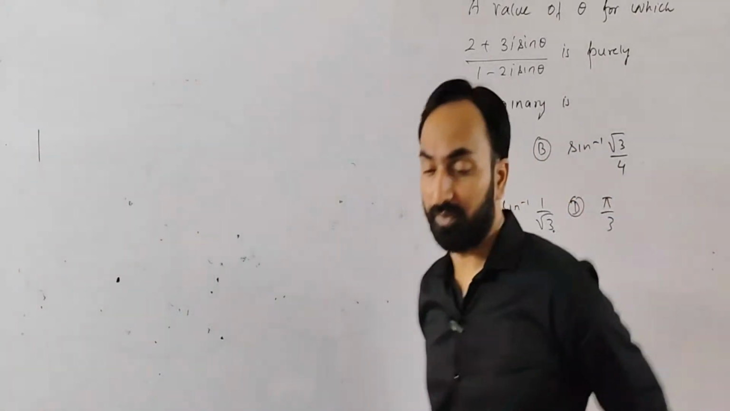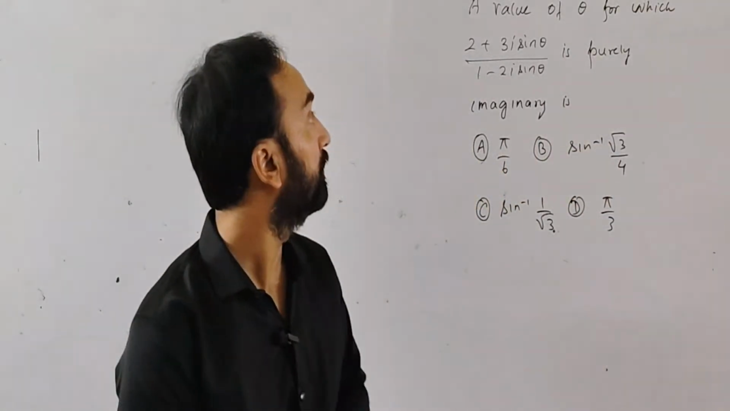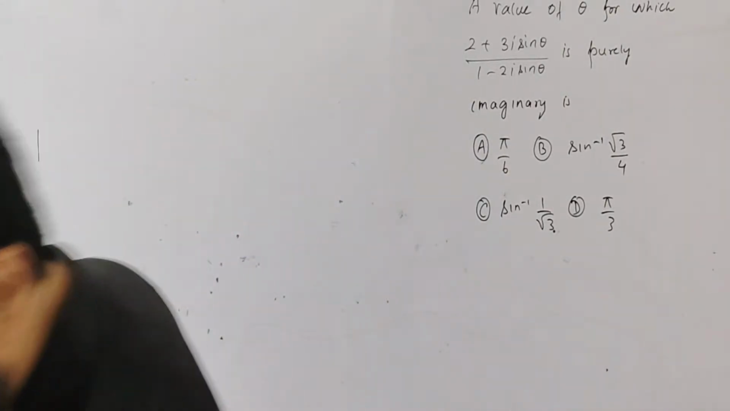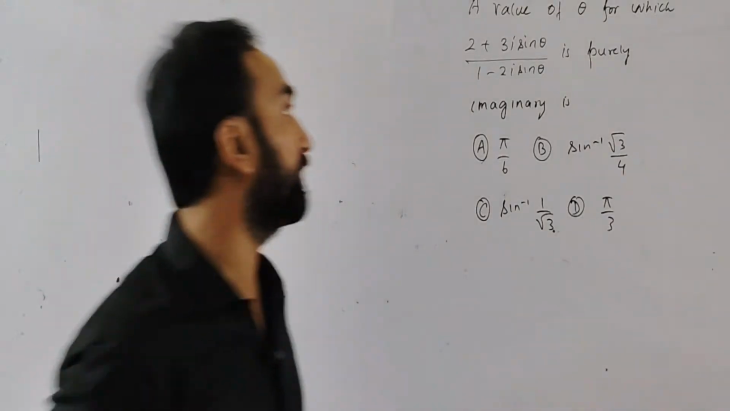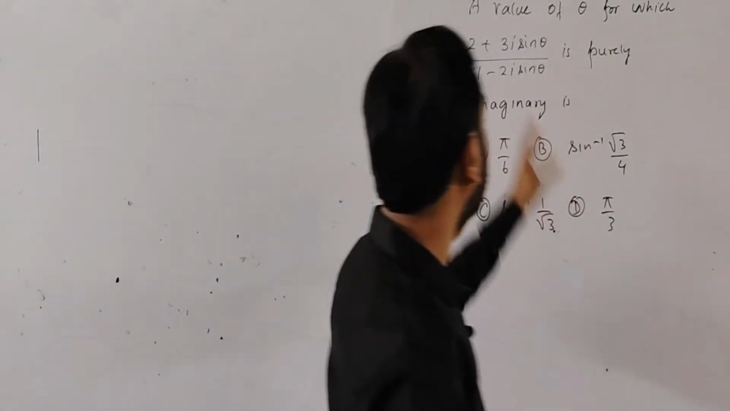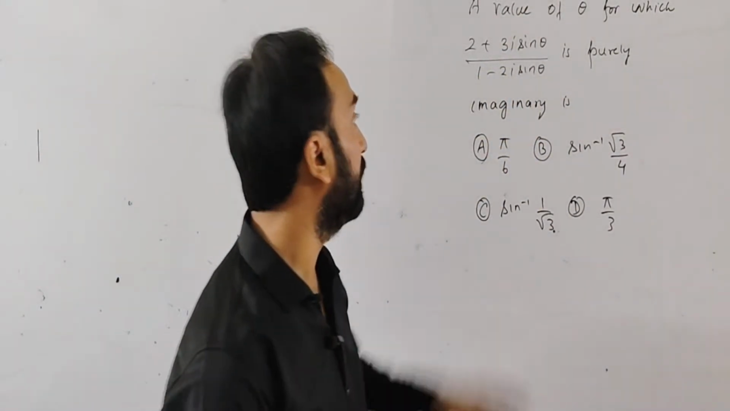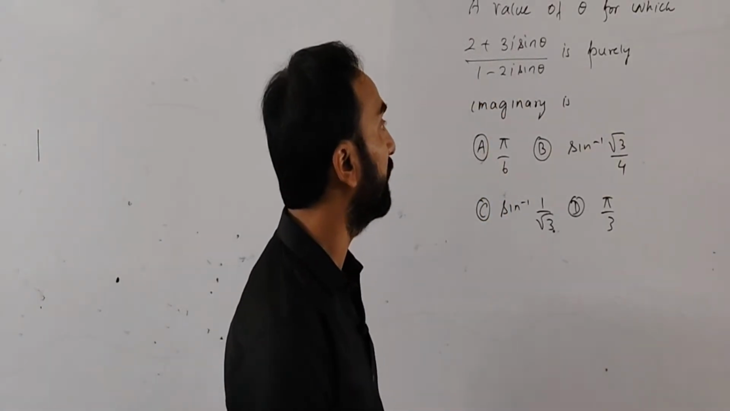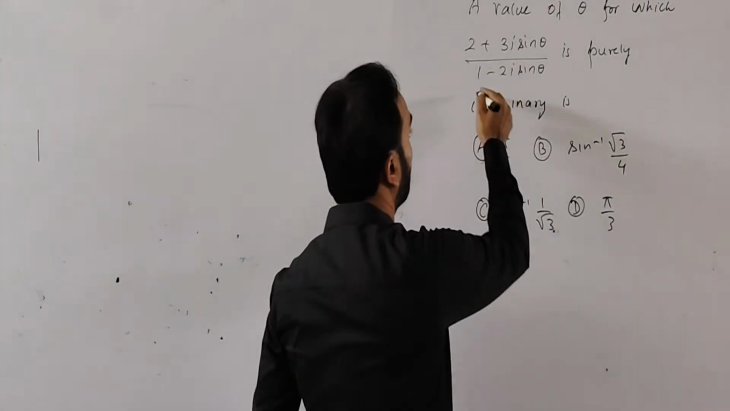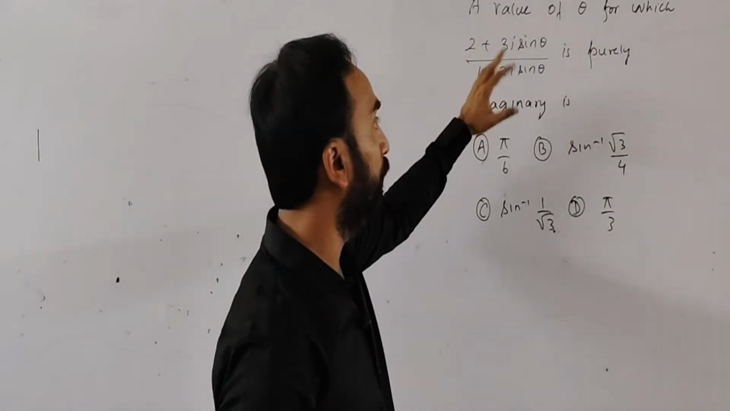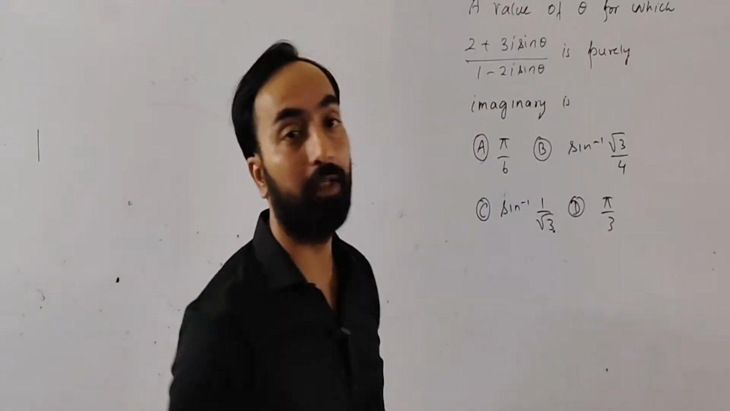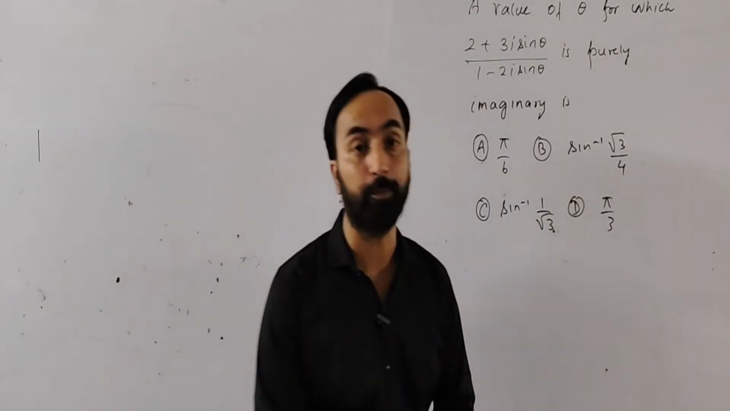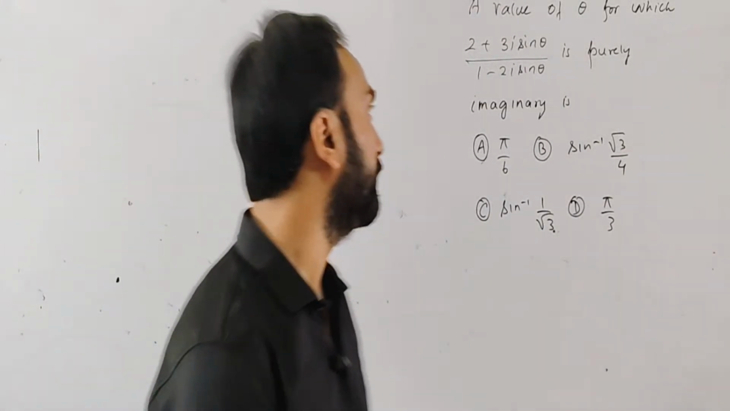Okay, so we have the first question, and now we are starting the previous year questions of complex number, right? So let's see what is the first question. A value of theta for which (2 plus 3i sin theta) divided by (1 minus 2i sin theta) is purely imaginary, right? So we have to find for what value of theta this expression is purely imaginary. Let's see what we can do in this problem.